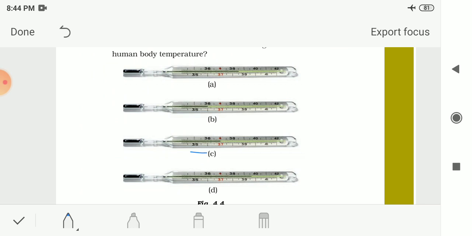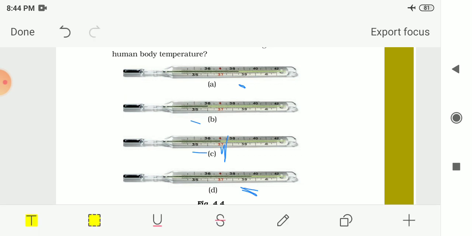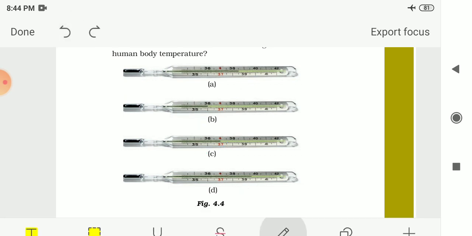As the normal human body temperature is 37 degrees Celsius, here you can see the mercury is shown at 37 degrees Celsius. Here it is more than 37, here it is less than 37, and here it is around 38.5 degrees Celsius. So the correct answer is option C.